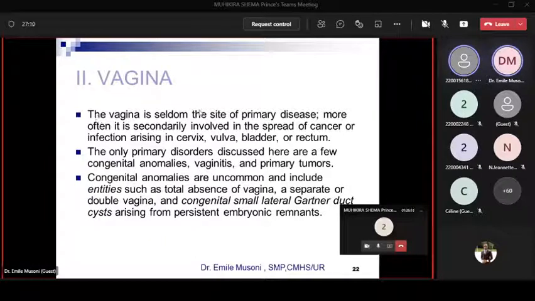For the vagina, it is somehow similar to the vulva. There are some inflammation, vaginitis, some benign tumors, and malignant tumors. There are some congenital anomalies. You have seen it in your embryology. You can even have an absence of the vagina, but those anomalies are not common.